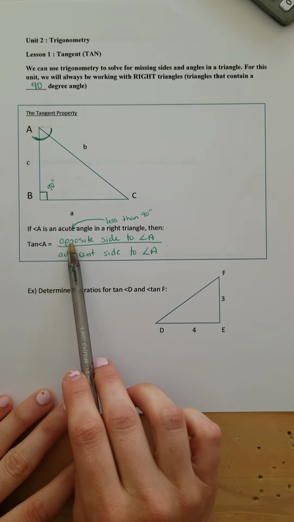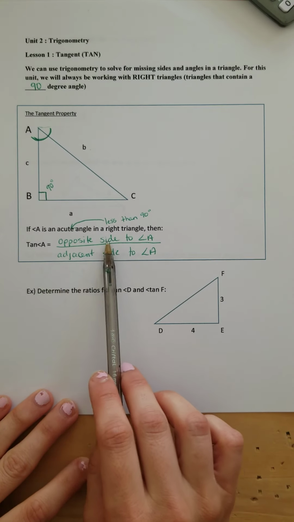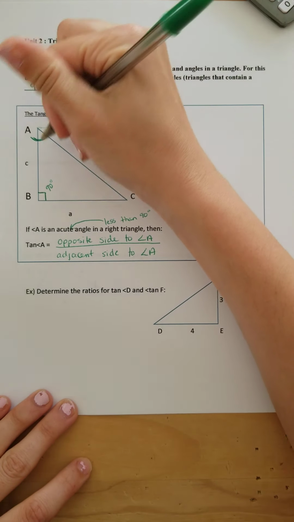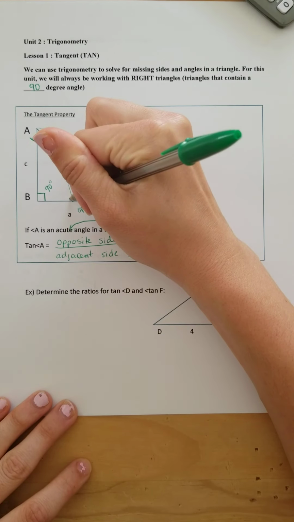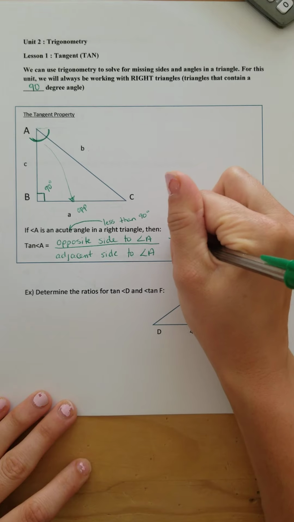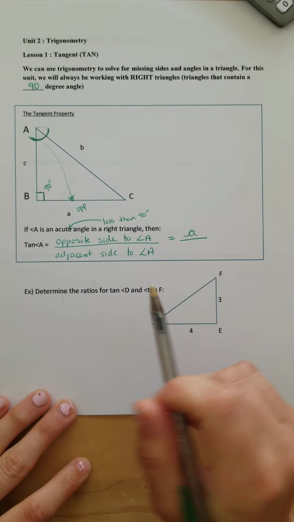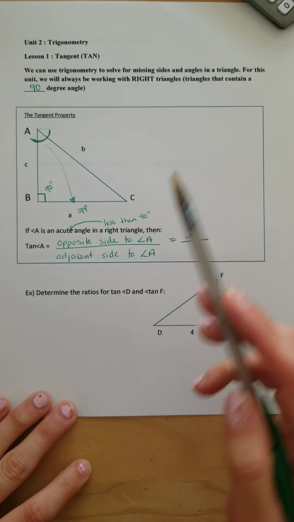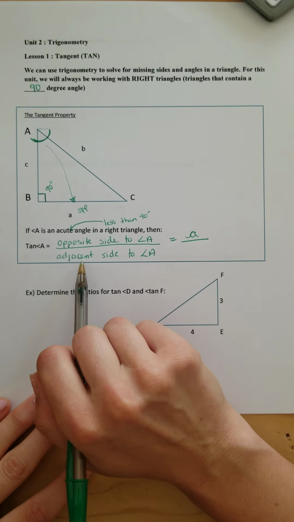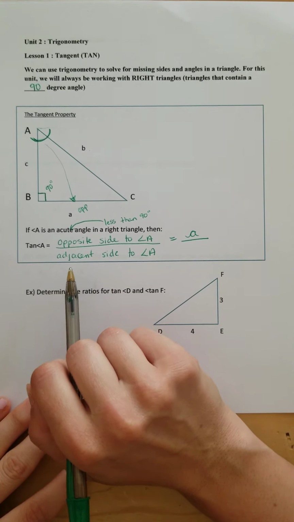And the fraction is the number on top is the opposite side to angle A. So the opposite side is the one way across, okay? So the little a. I'll write that. And it's divided by the adjacent side to angle A. Okay, adjacent is a fancy word of saying the one beside it.